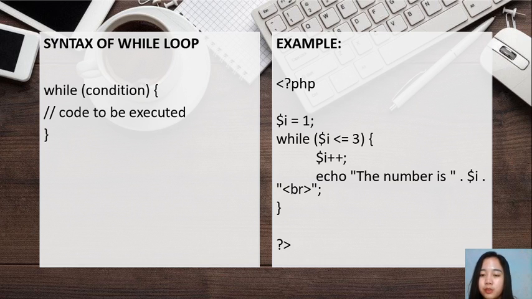So, it enters the code again. Then it increments, then outputs "The number is", which is 4 now, since 3 was incremented. Then it goes back to the condition. 4 is less than or equal to 3? So, it is false. The loop stops.